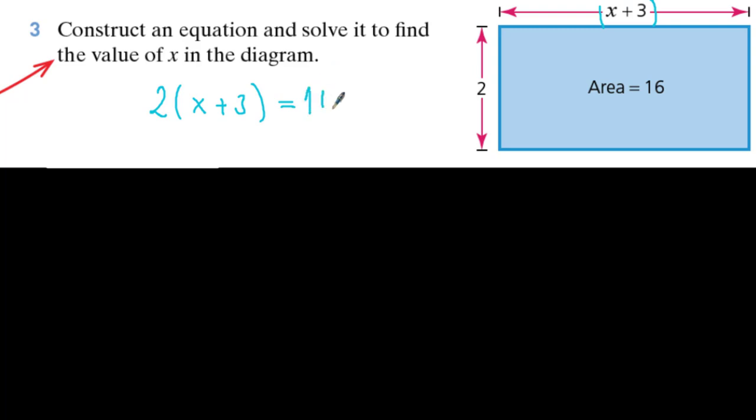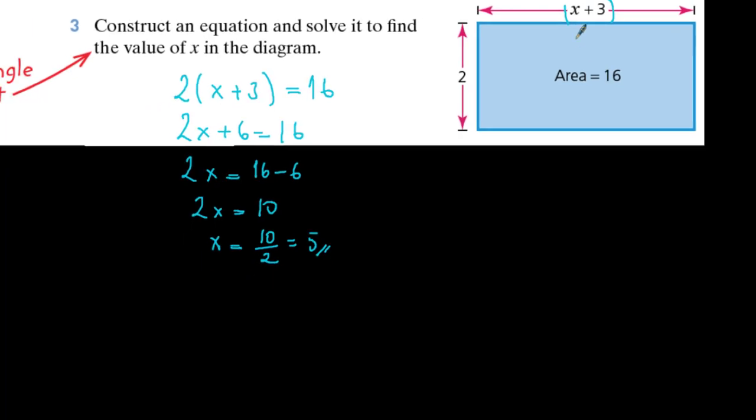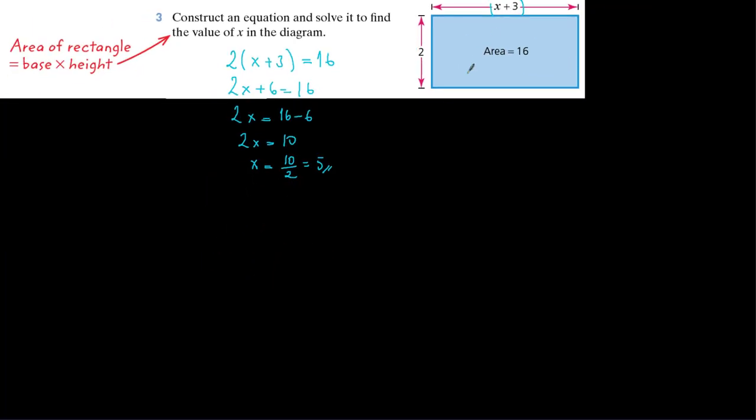Then the area, base times height, is equal to 16. We found that 2x plus 6 is equal to 16, and 2x is equal to 16 minus 6. 2x is equal to 10. x is equal to 10 over 2, which is equal to 5. We are going to find only the x value because it is not asking for the length of the sides. If it were asking, we would know that also.